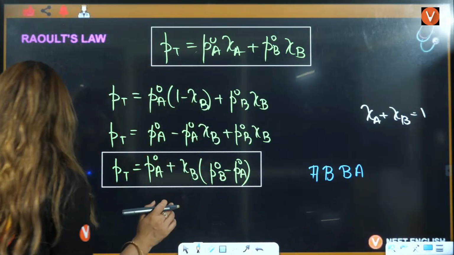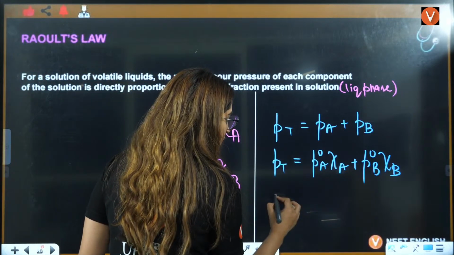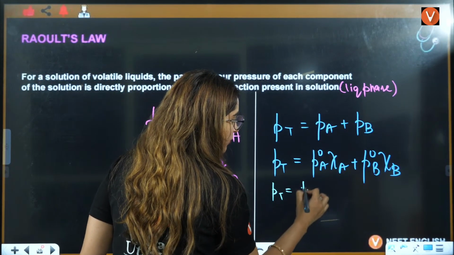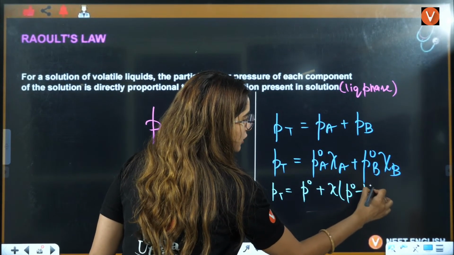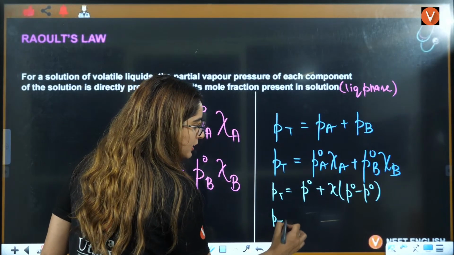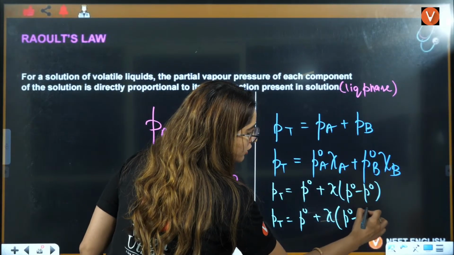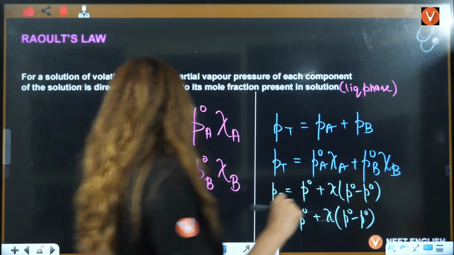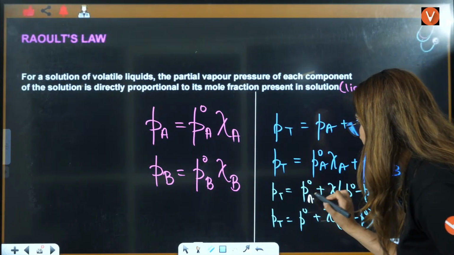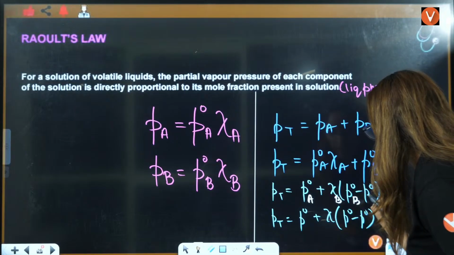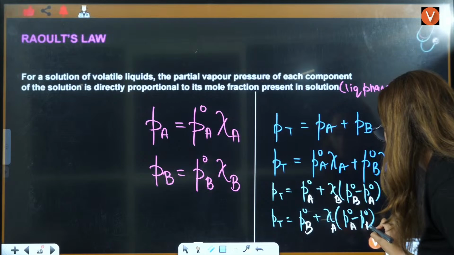Look, son, I am telling you a simple way to write here. Okay, let's say I'm going to write it here. PT is equal to P naught plus mole fraction times P naught minus P naught. Again I am writing PT is equal to P naught plus mole fraction times P naught minus P naught. Now if you're writing A first here, then it will be AB, BA. If you're writing B here, BA, AB.